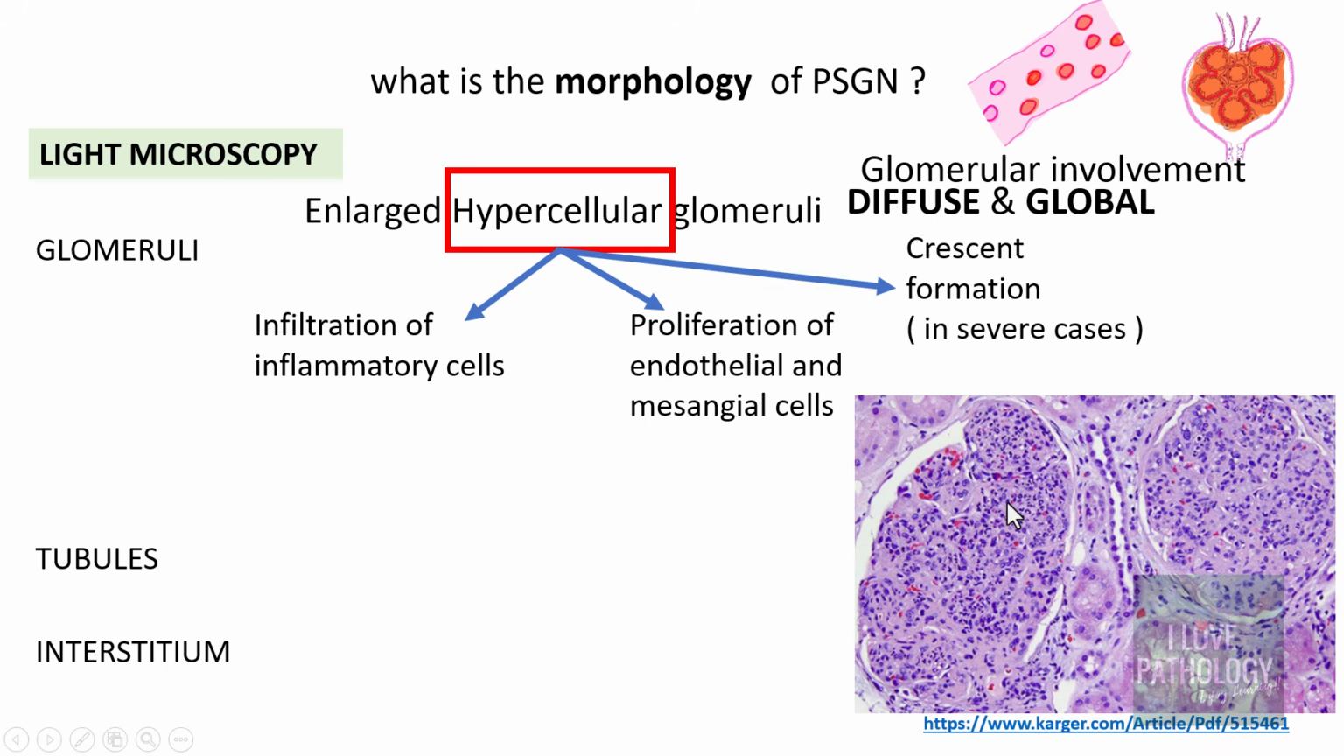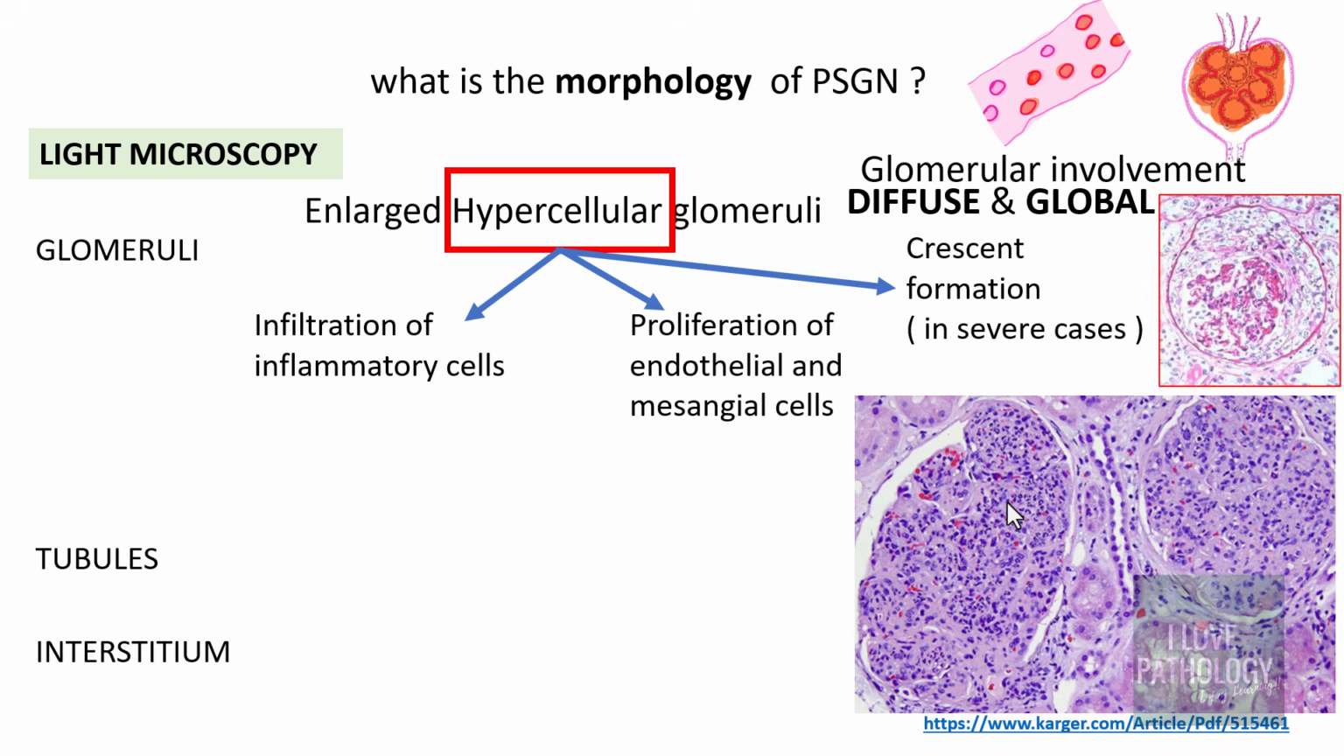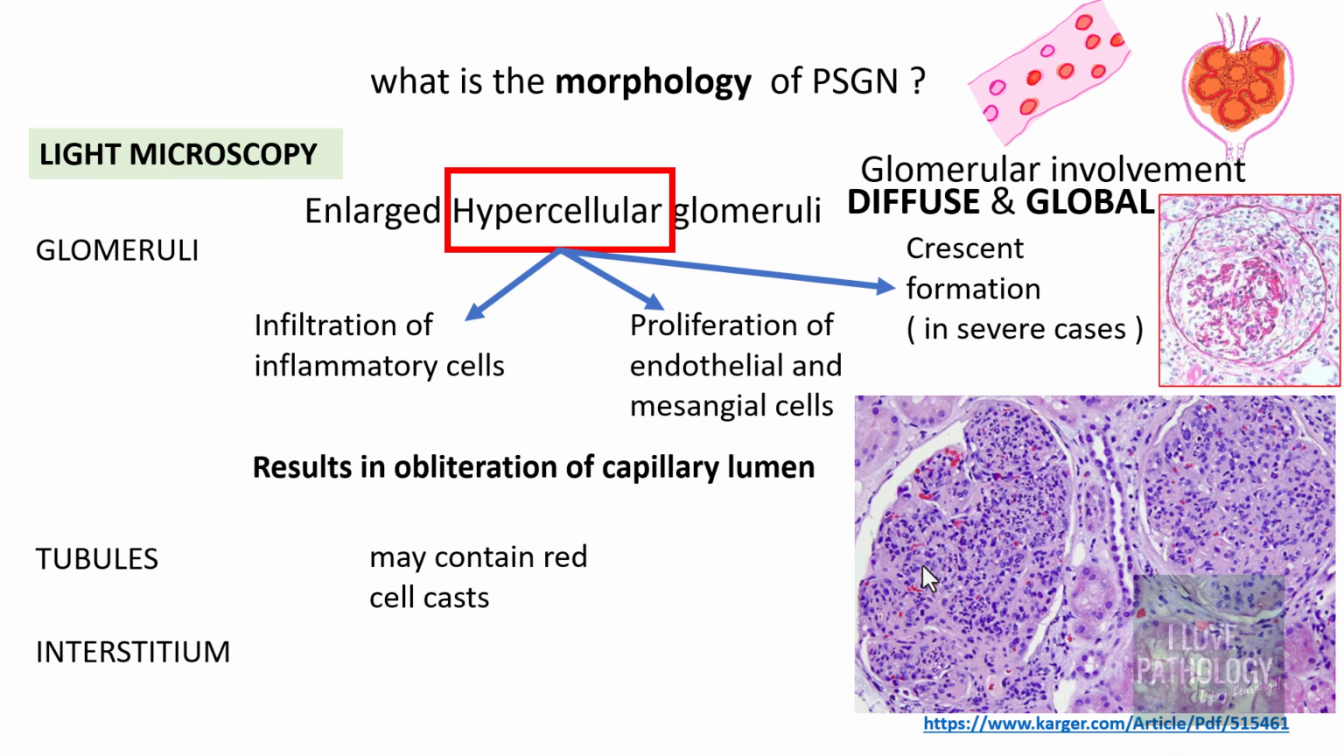In advanced cases, what happens is there can be formation of crescents. So what are these crescents? Crescents are basically proliferation of the epithelial cells of the Bowman's capsule along with inflammatory cell infiltrates. So that is a crescent formation. This is in advanced cases. So ultimately what happens? That results in obliteration of capillary lumen, thereby reduction of glomerular filtration rate. So you can find red cell casts in the tubules and interstitial edema and inflammation, of course, in the interstitium.